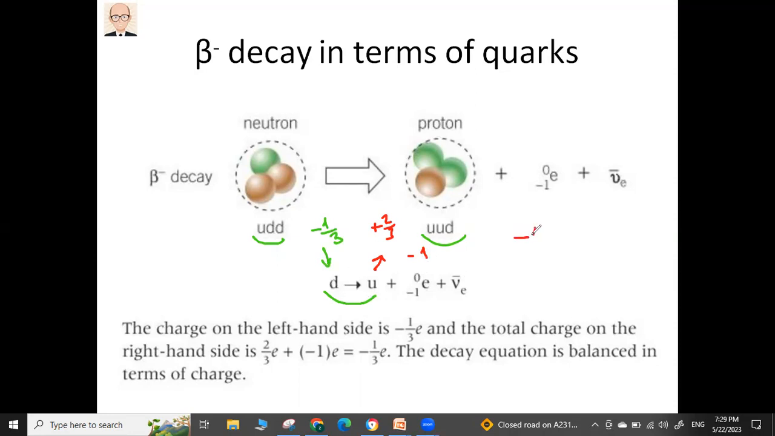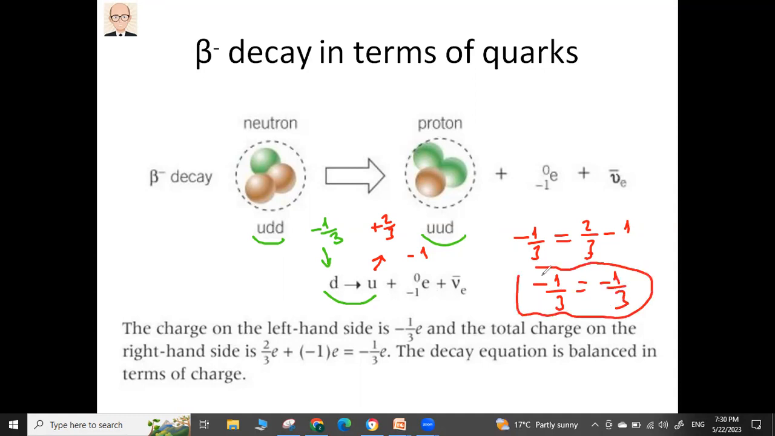So -1/3 is equal to, if we add 2/3 and plus -1, it will be equal to what? So -1/3 is equal to 2 minus 3, minus 1, divided by 3. So that means the charges are also conserved. The charge on the left-hand side is -1/3, and the total charge on the right-hand side is 2/3 plus -1, again -1/3. So the decay equation is balanced in terms of charge. So in beta minus decay, we can basically say that one down quark changes into up quark. So that is beta minus decay.